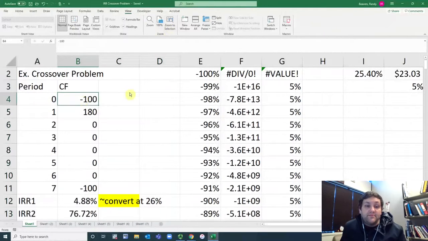So suppose today you pay for a project that costs $100. A year from now you receive $180, and 7 years from now you have to pay back $100. So you can think of this like leasing a machine or something to that effect. Well, because the cash flow changes signs more than once, we have the possibility of multiple internal rates of return.